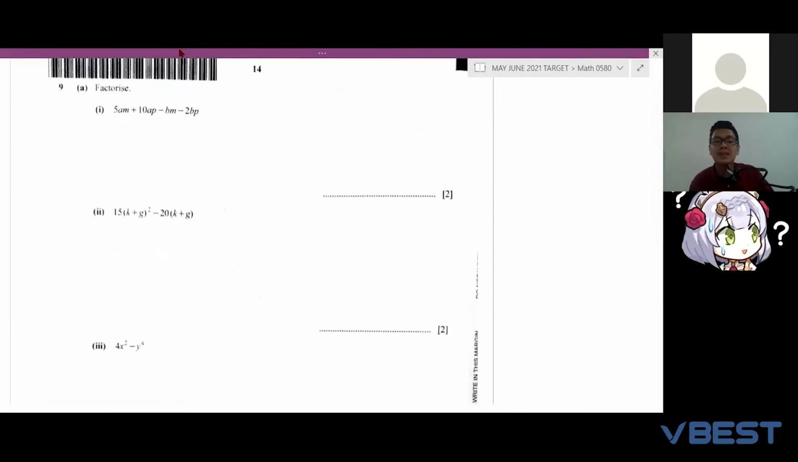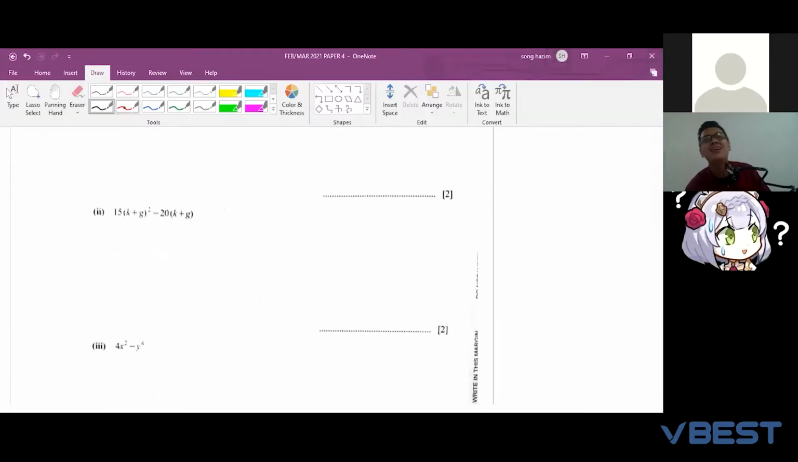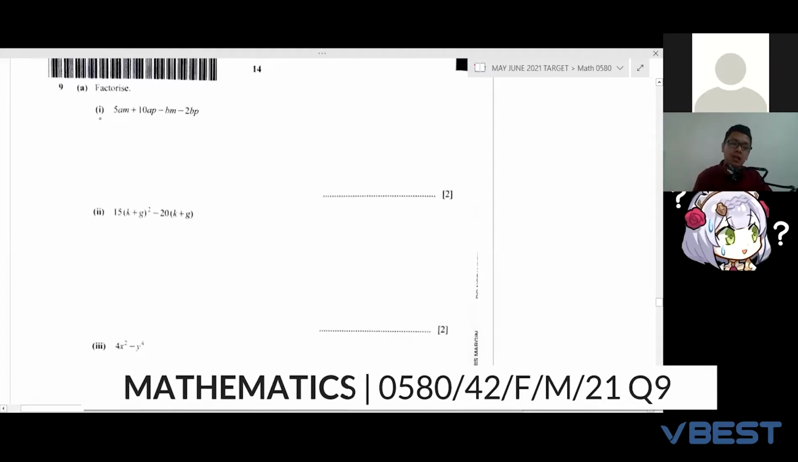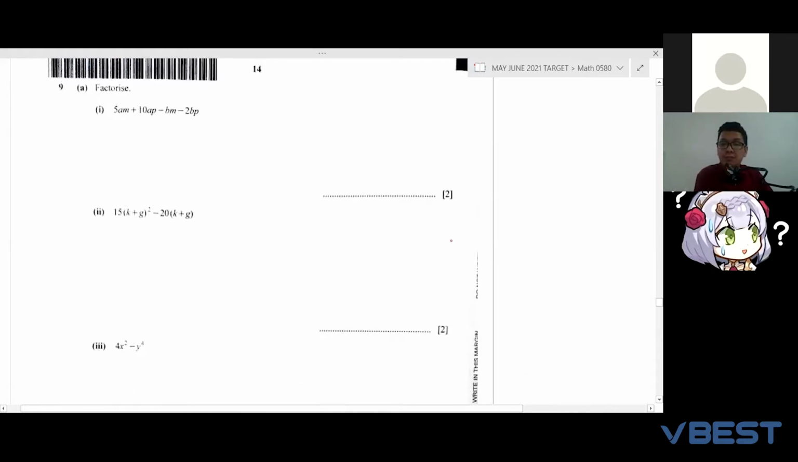Question number 9 is the topic that I actually told my students is not allowed to lose any marks, because it's just algebra. But don't worry, let me show you how to do it one by one. In this term here, 9a1, this is actually a 4-term factorization.